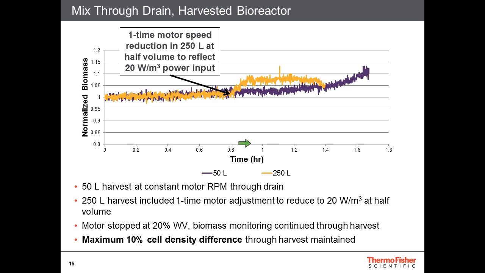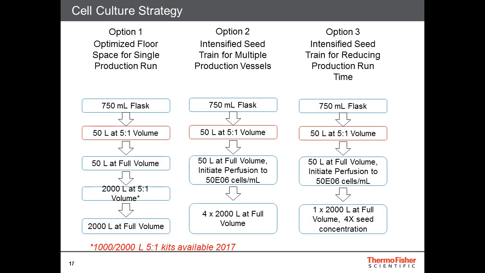So this graph explains that when the volume is reduced, we reduce the speed to make sure that the tip speed and the scale parameters are similar, and the power input to the liquid is similar. And when we decrease the speed, the biomass, in fact, was performing a little better. So that shows that the bioreactor design complies with the cell culture or process requirement aspects of it.